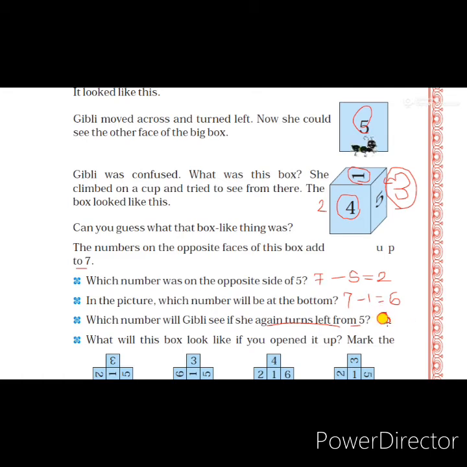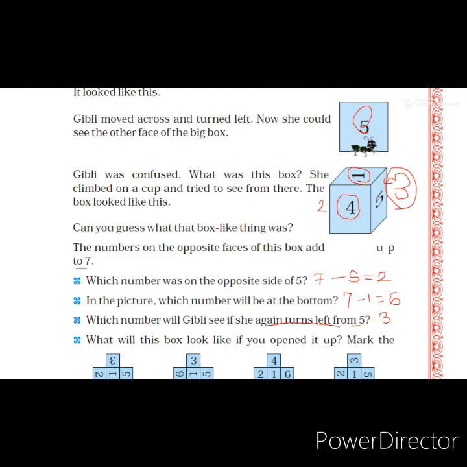So you write the answer. Students, once more I will say, if Ghibli turns left side one more time, it will be the opposite side of 4. So 4 plus 3 is 7. So which number will be there if we turn left from 5? The answer is 3. Now you see the next question.